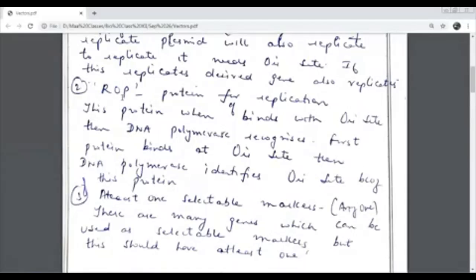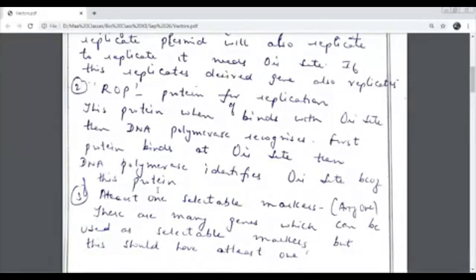So what will the ROP protein do? ROP will go and bind itself to which site, children? The ORI site. So when DNA polymerase comes, first the protein will go and bind itself at the ORI site. Then your DNA polymerase will come. It will identify the ORI site because of the presence of what on those sites? The ROP protein. Other sites don't have the protein. So DNA polymerase has to attach itself only to the ORI site, and the identification is possible only because of the presence of these proteins.